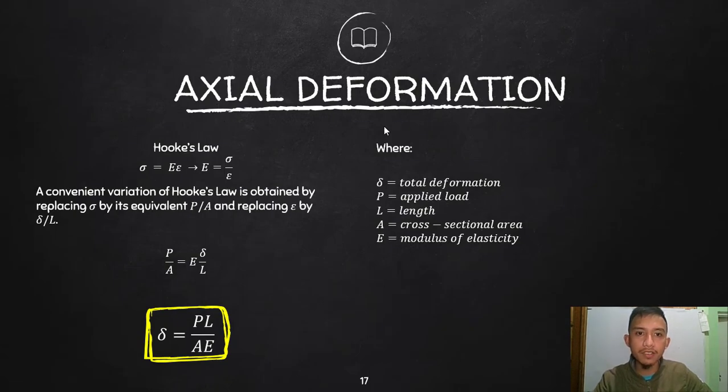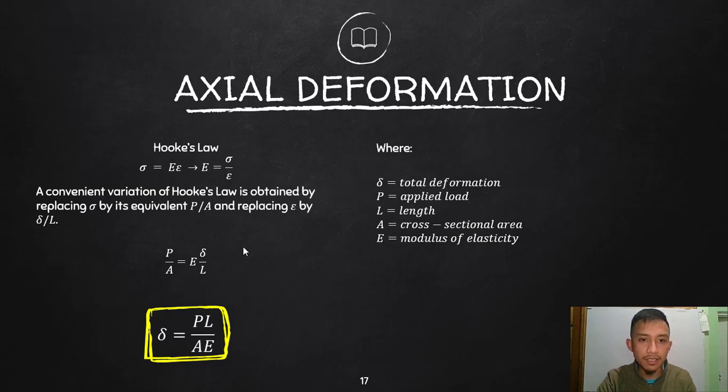So axial deformation, if we say axial deformation, that is due to axial stress. Again, we discussed before how this is derived, or how these relate with each other. That is your Hooke's law. A convenient variation of Hooke's law is obtained by replacing your sigma by its equivalent P over A, isn't it? Your sigma is the axial stress, which is the force over the area receiving it, and replacing the epsilon by the deformation over the length.